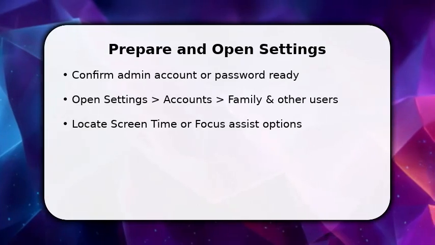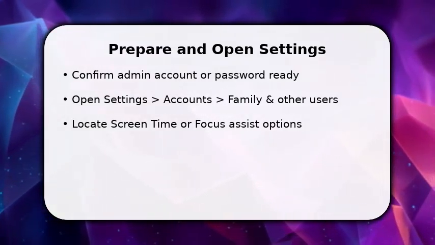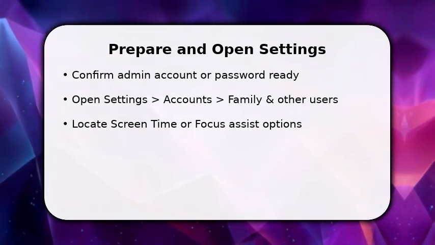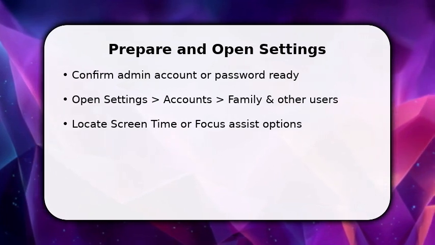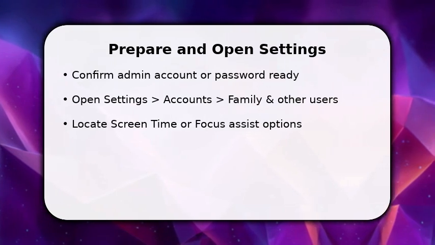You start by preparing your PC and signing in with an admin account so you can change system controls. Once done, open Settings and navigate to Accounts, then Family and Other Users. This path gives access to parental and time controls. Make sure screen time is visible.